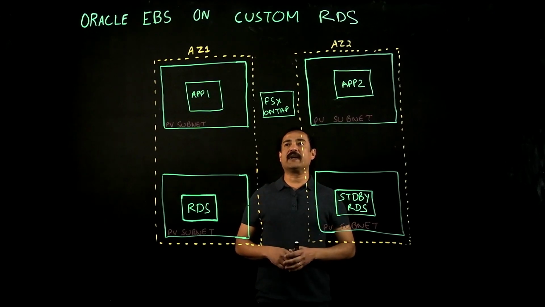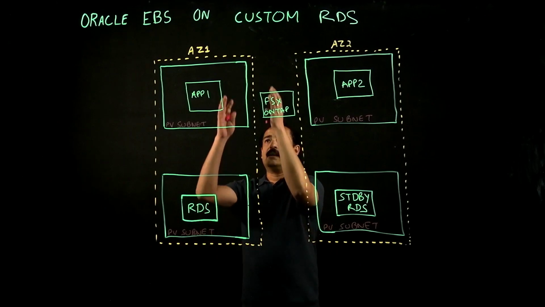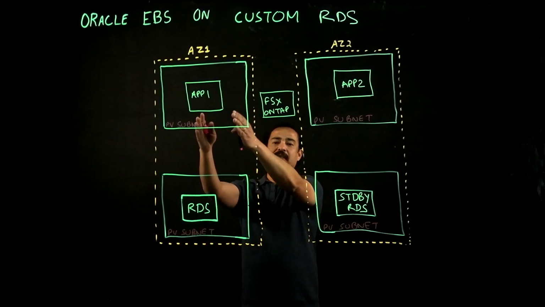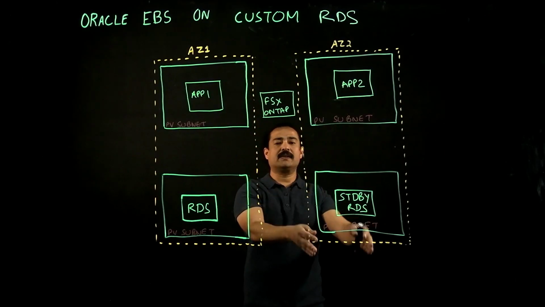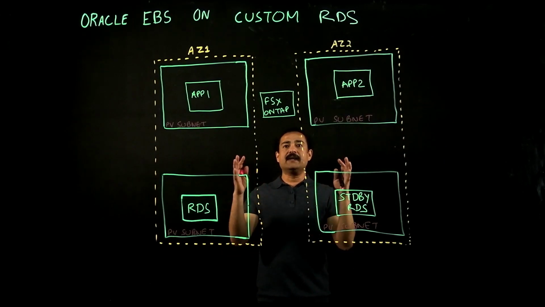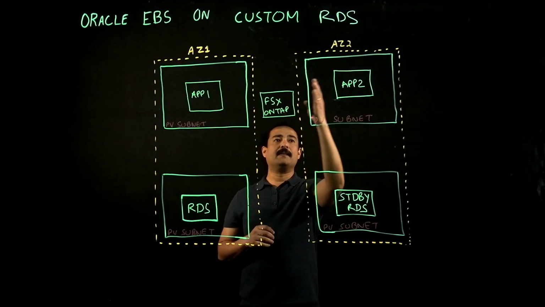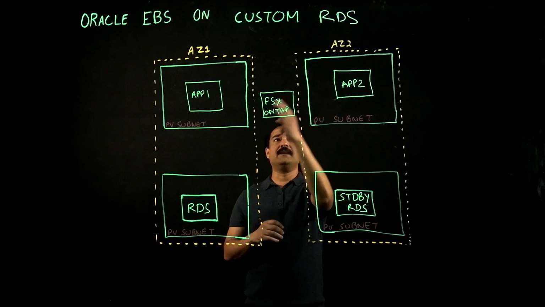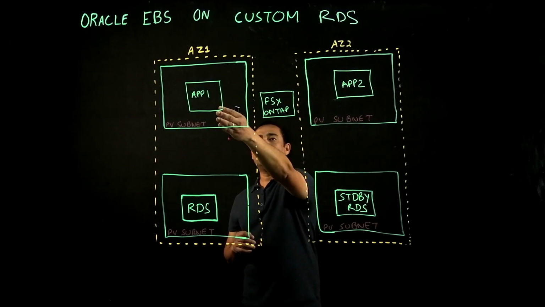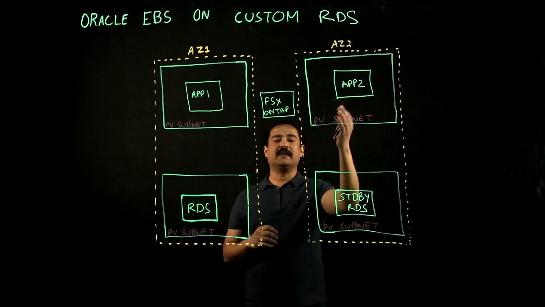In this architecture, you can see that we have deployed EBS on two different AZs. The first AZ is hosting one application tier, and the second AZ is hosting the second application tier. So we are obtaining HA by deploying EBS across multiple EC2 servers in multiple AZs. This is an EC2 instance and this is another EC2 instance hosting the application tier of EBS.